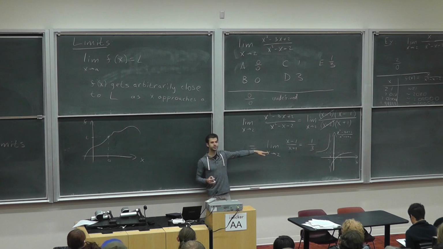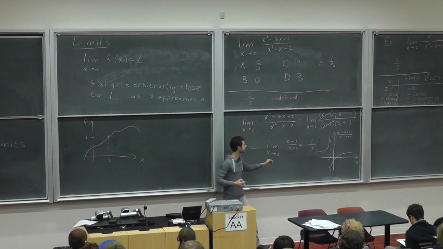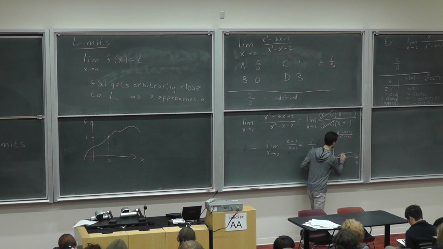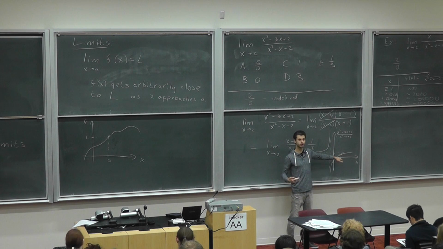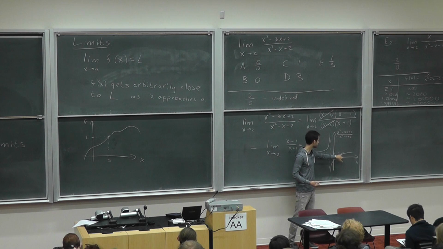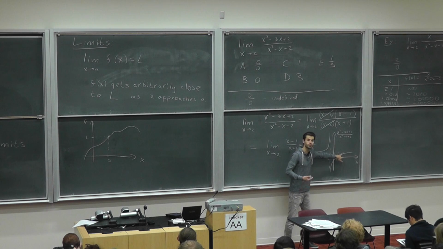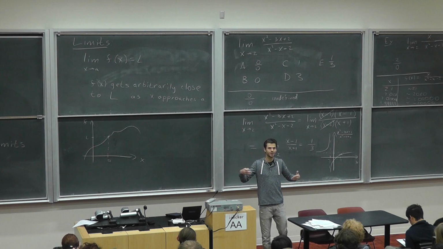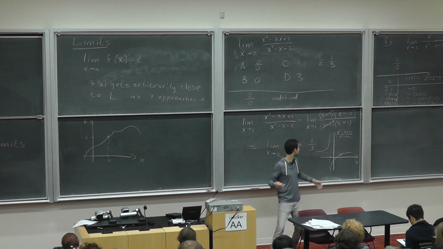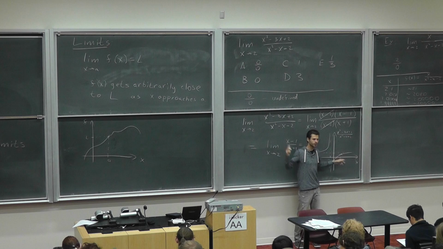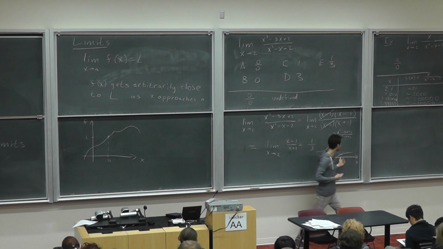And in this computation, what we found was as x gets closer and closer to 2, the function gets closer and closer to the value which it was supposed to have at this point, which is 1/3. So even though the function itself is not defined at the point 2, when x is close to 2, the function is close to 1/3.